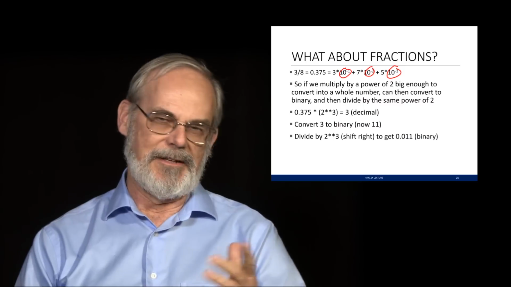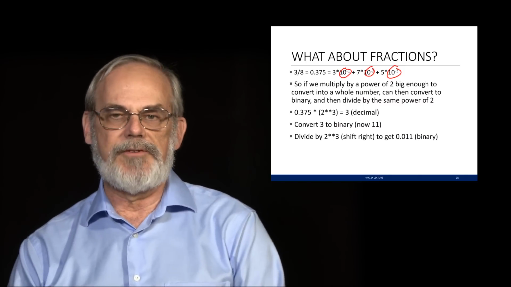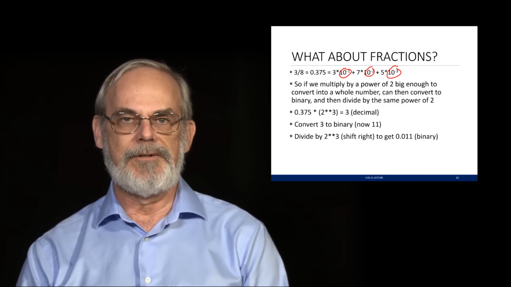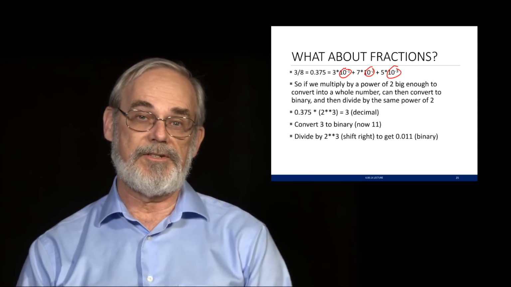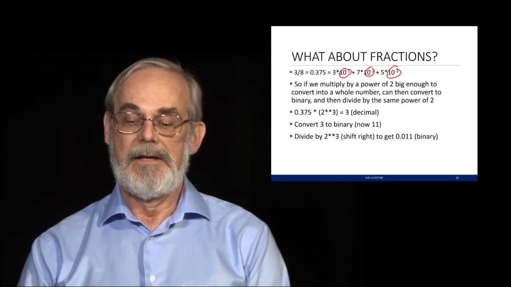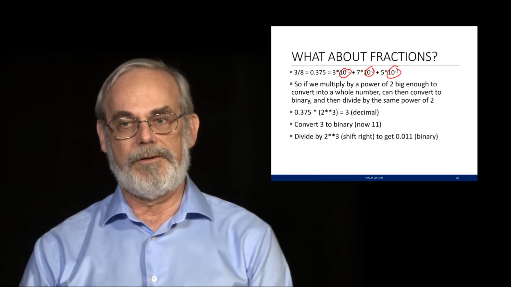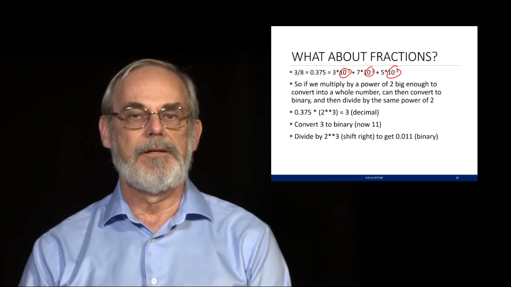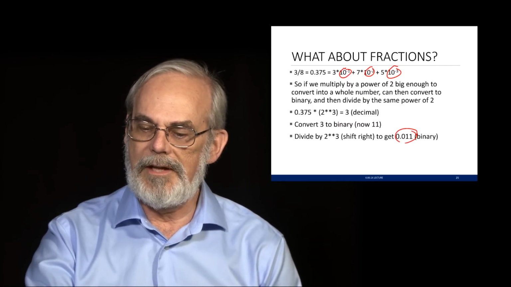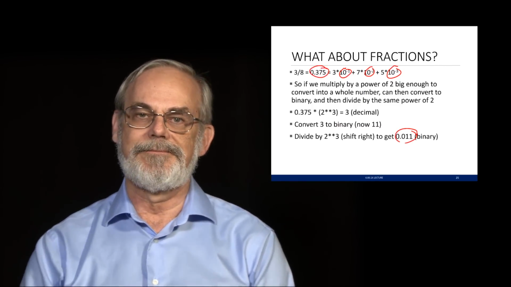In this case, I picked an easy example, 0.375. If I multiply it by 2 to the third, or 8, that's going to give me 3 in decimal. I can then use what I just did as my trick to convert that to binary. That's 1, 1. And then I divide by 2 to the third, which simply says shift it right 3 points. And there is the binary representation of that decimal fraction.